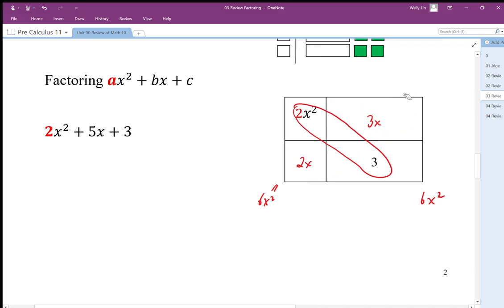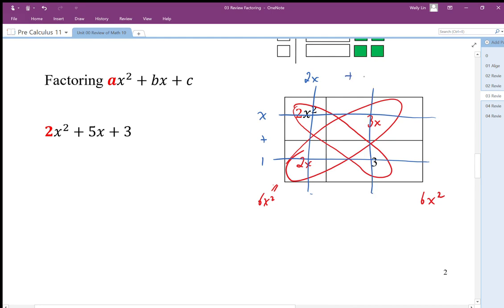Some of you may have seen it showing up like this. I'm just going to leave it like that. Once we factor, we can just factor this straight across. The common factor here is x. The common factor here is 1. The common factor here is going to be 2x. The common factor here is going to be 3. So I end up with x plus 1 times 2x plus 3, which is correct.